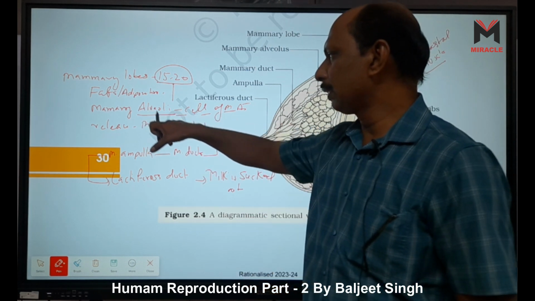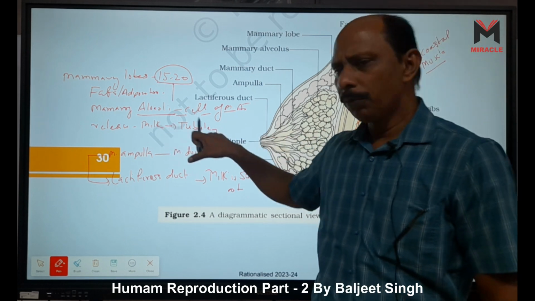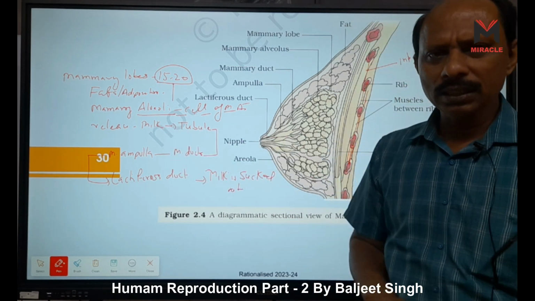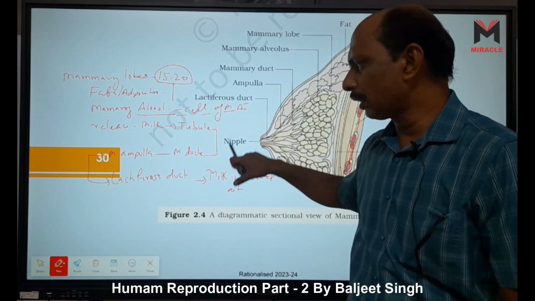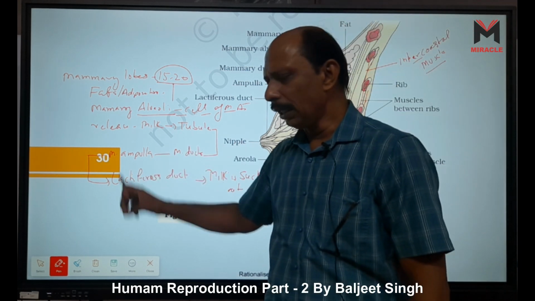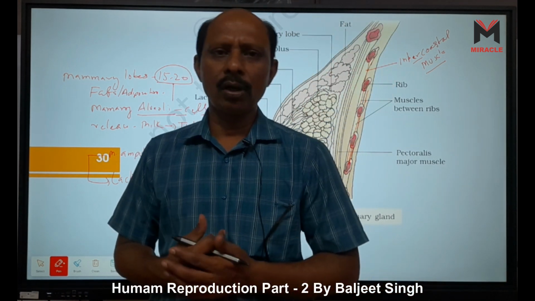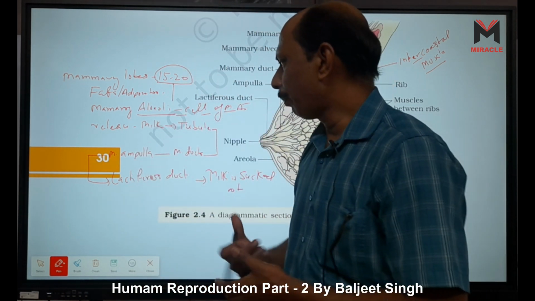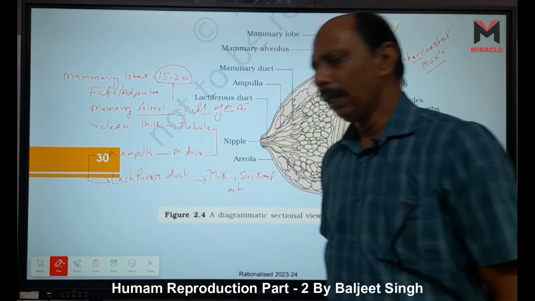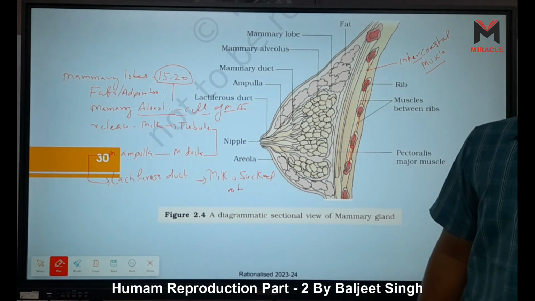So alveoli secrete milk, and this milk comes into the tubules. Tubules means tube-like structures, and these many tubules open into a single duct, that is the mammary duct, and this mammary duct opens into a single sac-like structure which is called ampulla, right? And from ampulla, it opens into the lactiferous duct, and through the lactiferous duct, this milk is sucked out.